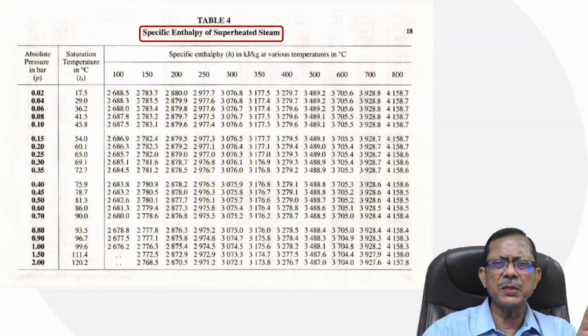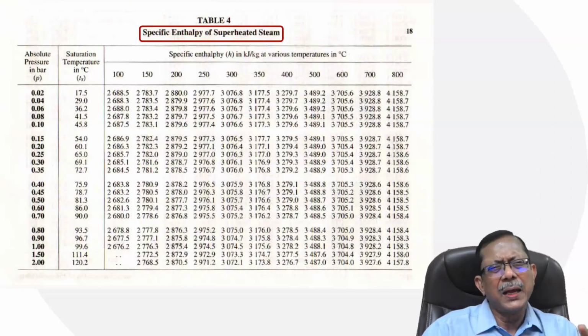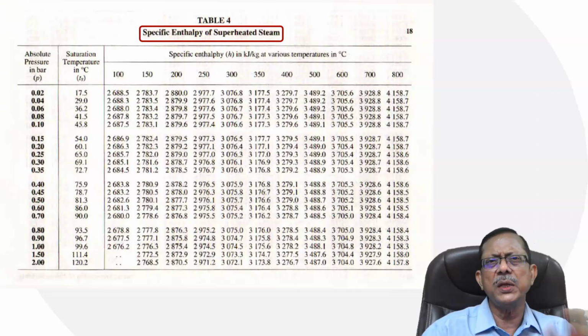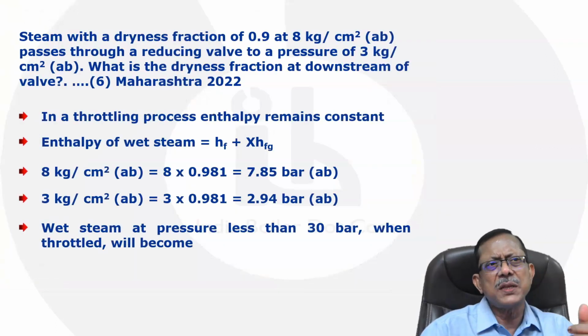Right? Most of the questions you are going to find, there would be some condenser questions. You might have to refer to table number 1, that is the temperature-based steam table. But for most of the questions you need the pressure-based steam table. So let us now see how to use the steam table with this particular question.